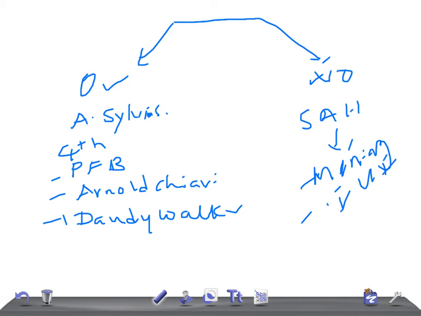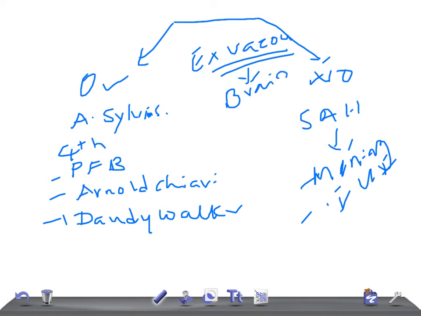There's another type known as ex vacuo hydrocephalus, resulting from decreased brain parenchyma.